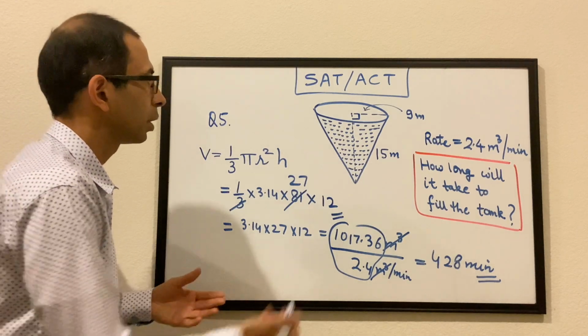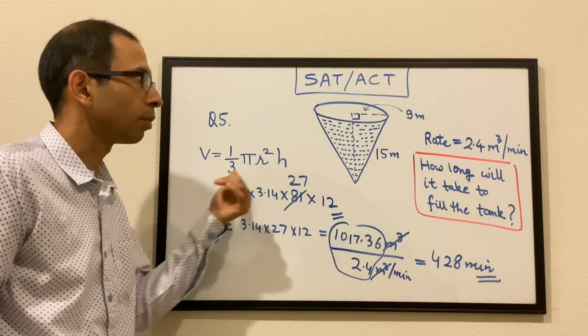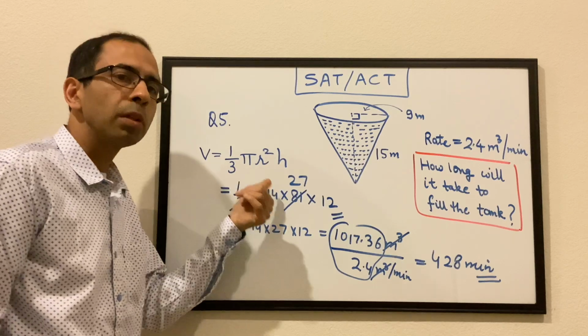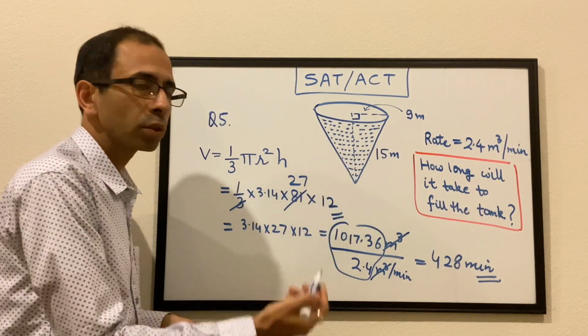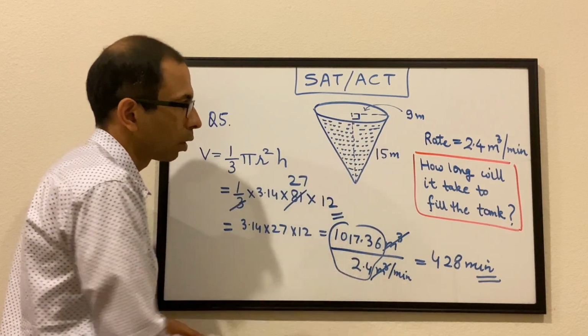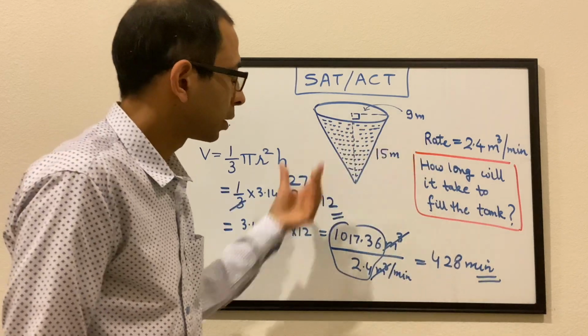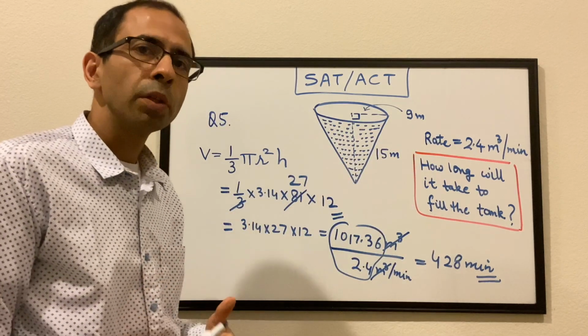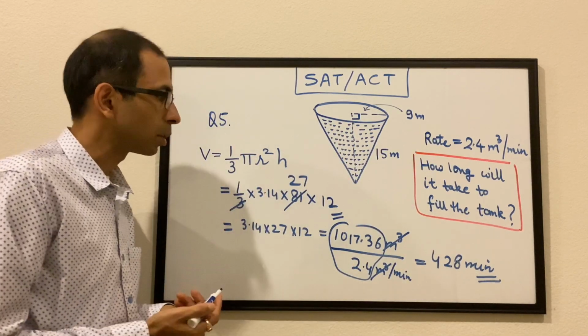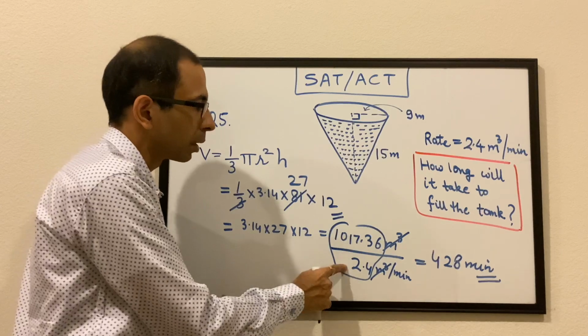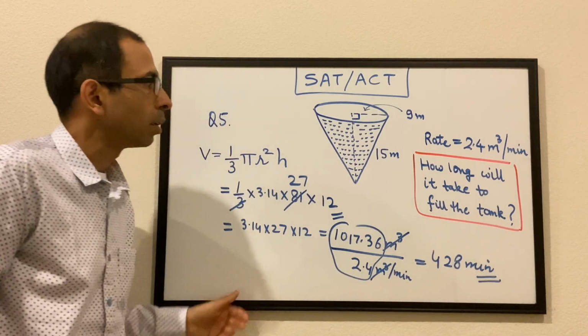Again, pretty straightforward. They have given us the dimensions. We know the volume of the cone is 1/3 pi r square h. We use the Pythagoras theorem to find the height. We got the volume. The rate is given. It's in the same units, so we didn't need to convert the units as we had to do in one of the previous questions. And we divided the volume by the rate to get the time it will take for the tank to be full.